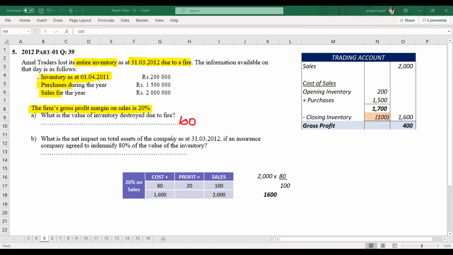Right. Next. What is the net impact on total assets of the company as at 31st March 2012 if an insurance company agreed to indemnify 80% of the value of the inventory? So the insurance company says that they will pay 80% of the destroyed inventory. So how much is 80%? 80% is 80,000. So only 20,000 will be the expense.